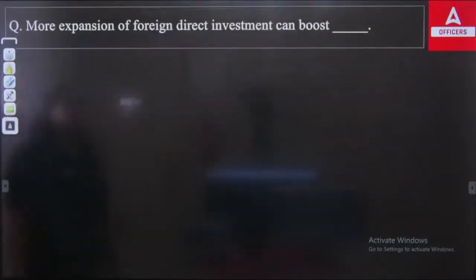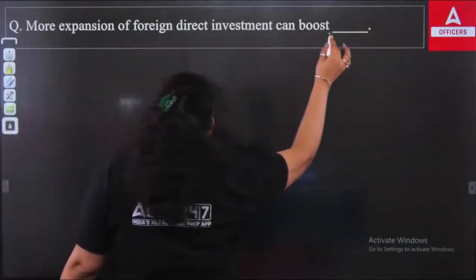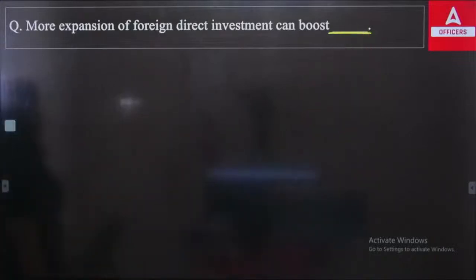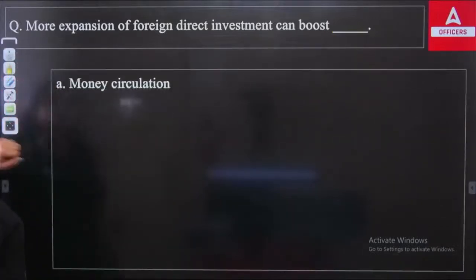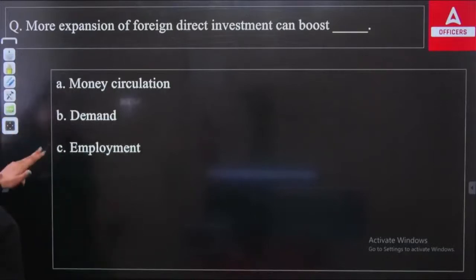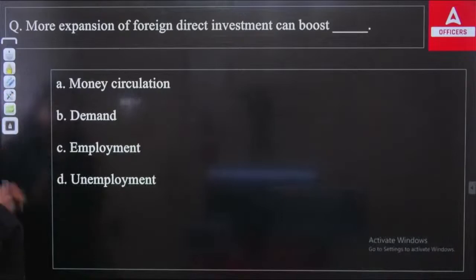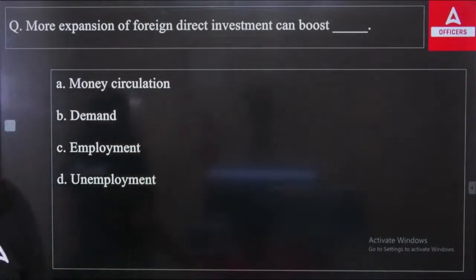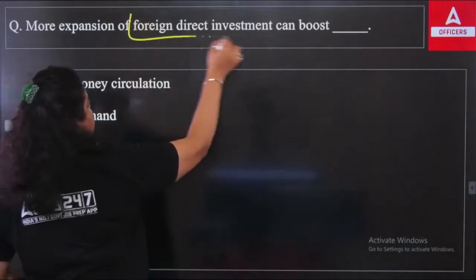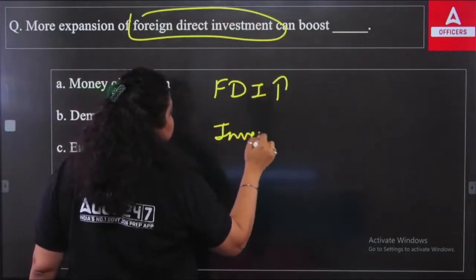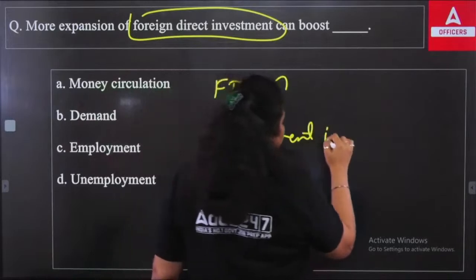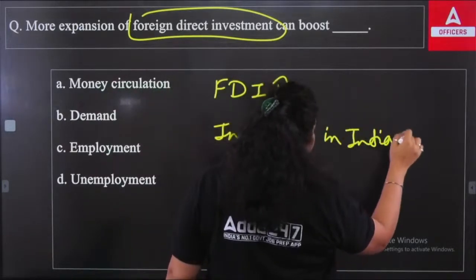Next question is talking about more expansion of foreign direct investment can boost dash. So the more expansion of foreign direct investment can boost what? First, money circulation, demand, employment, unemployment. You have to answer which of the following is correct. If you are doing more expansion of foreign direct investment, it means what? If the FDI is increasing, it means investment in India is increasing.